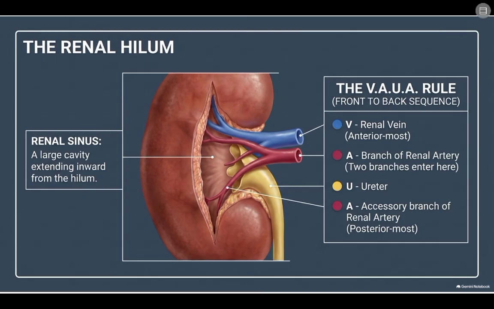So we have the renal sinus. The renal sinus is a large cavity that extends inward from the hilum. So this is the renal sinus, and this renal sinus is an extension of the renal hilum.